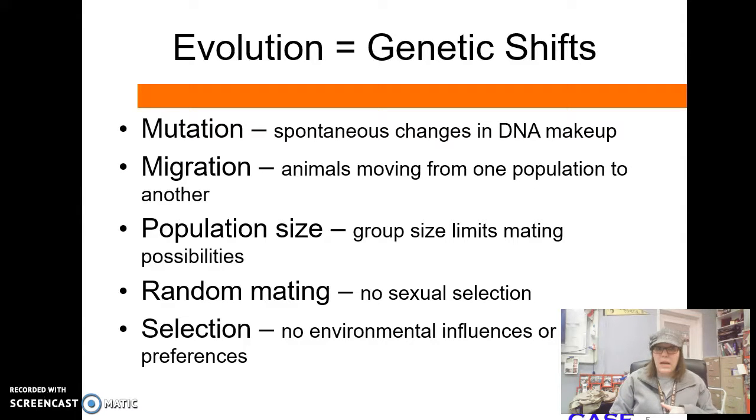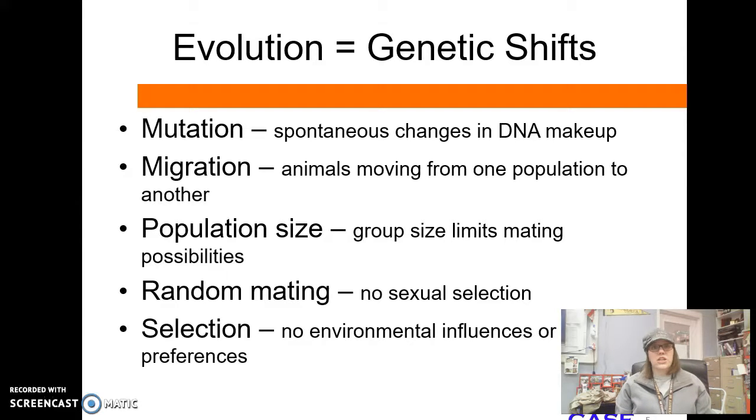Next up, you have random mating, which is when there is no sexual selection. So just boy meets girl in the wild, and you get a new generation of critters. There's no options, or they're not choosing mates based on sound or smell or coloration. If none of that is happening, you have true random mating.